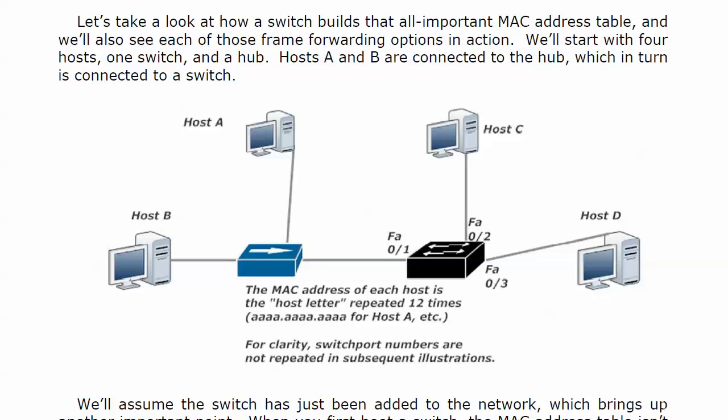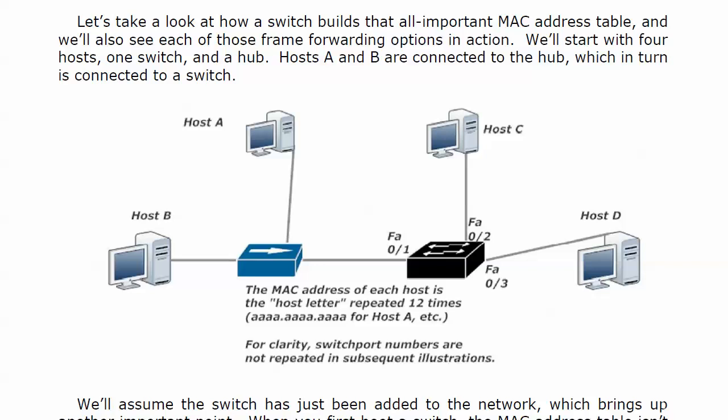In this diagram, we have 4 hosts, 1 switch, and 1 hub. Hosts A and B are connected to the hub, and in turn, the hub is connected to our switch. The MAC address of each host is the host letter repeated 12 times, 12 A's for host A, etc.